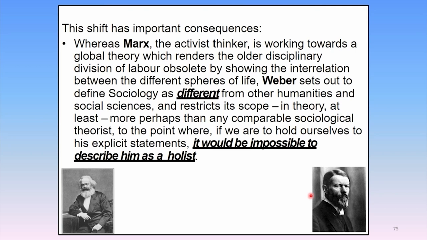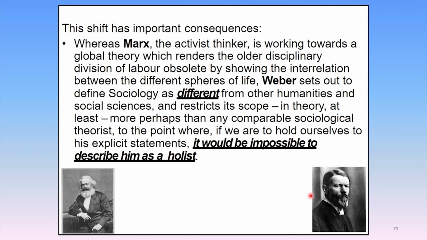Whereas Marx, the activist thinker, is working towards a global theory which renders the old disciplinary division of labor obsolete, outdated, by showing the interrelation between the different spheres of life, Weber sets out to define sociology as different from other humanities and social sciences, and restricts its scope, in theory at least. More perhaps than any comparable sociological theorist, to the point where we are to hold ourselves to his explicit statements, it would be impossible to describe him as a holist.